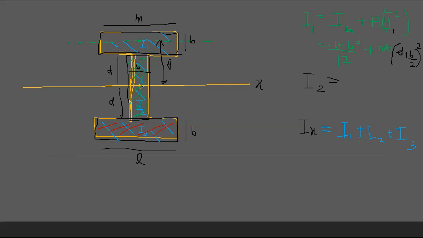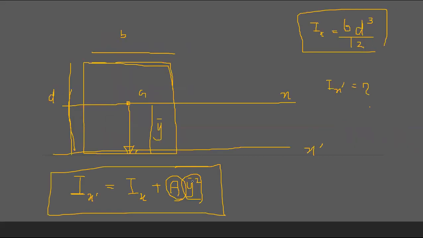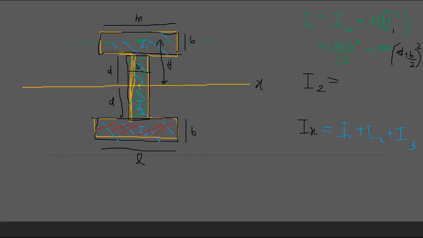So for I2, you don't need to do anything because the axis about which we need to find the second moment of inertia is going through the centroid, right? If it is going through the centroid, y bar is 0. So you can use this one, bd cube over 12. Now actually d is 2d, okay? bd cube over 12.